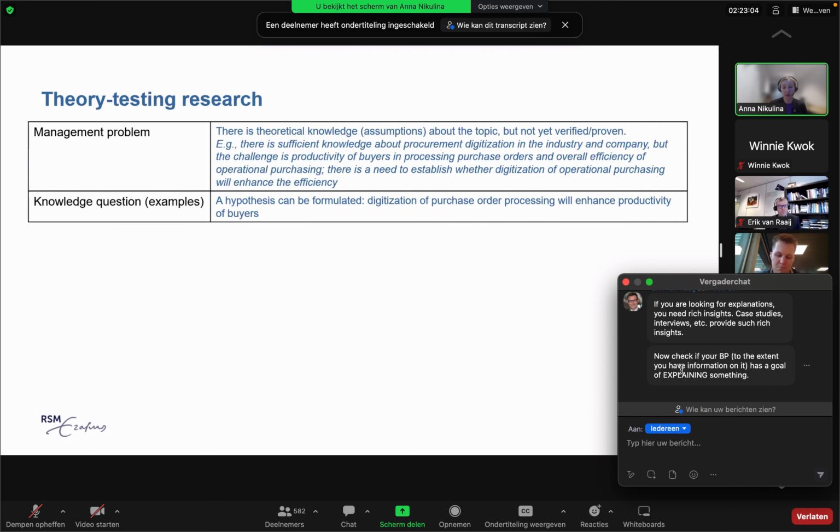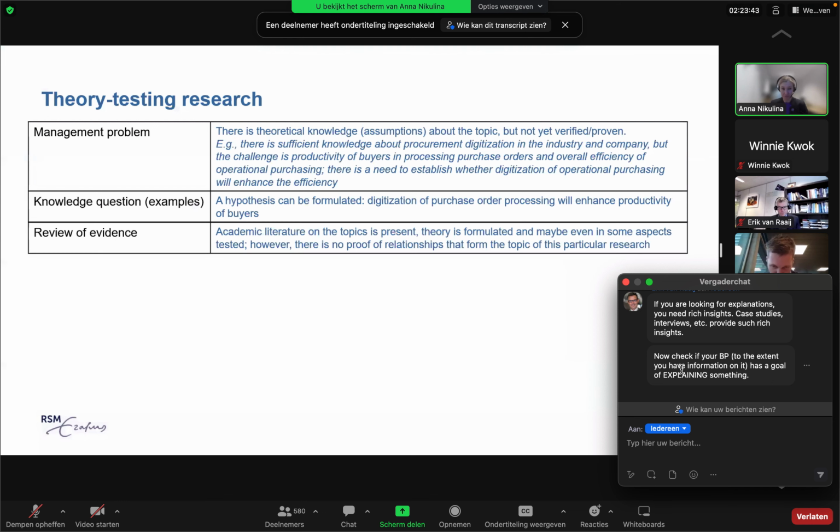So let's see what can really be done here in terms of knowledge. In such a situation, where you are already in the phase where exploration is over and certain theory is built, you now need to test if it's really true what you have assumed before. So let's say that we formulate the hypothesis: digital technologies in purchase order processing will enhance productivity of buyers. And if we find proof of that, it may be the basis for companies to make a decision to invest in such technologies. And if you don't find a correlation between these two, then maybe not.